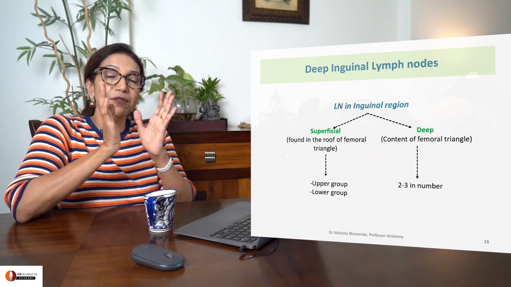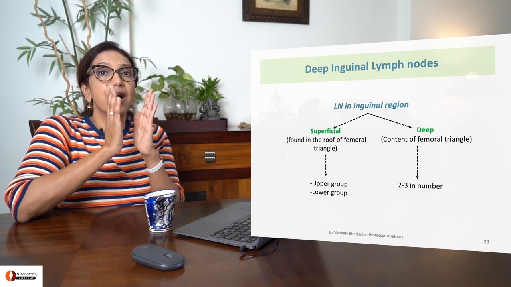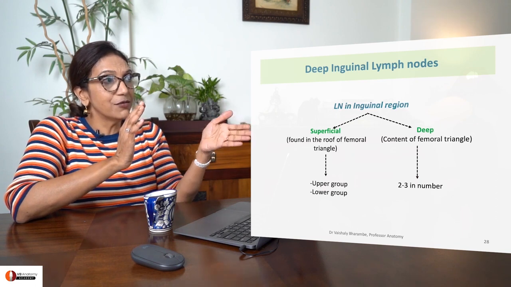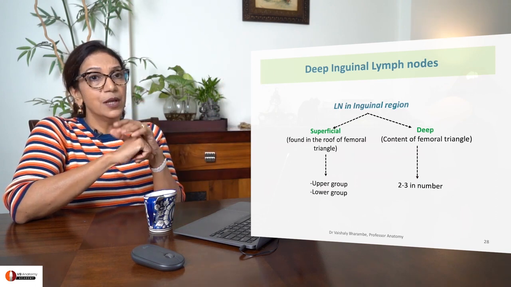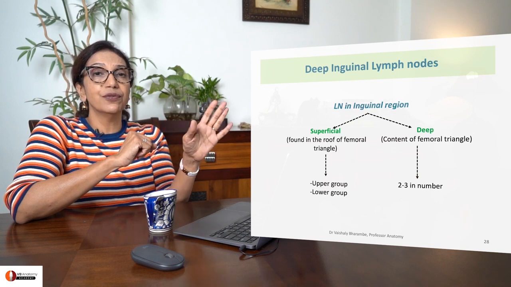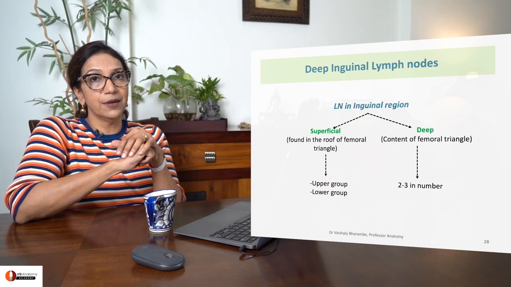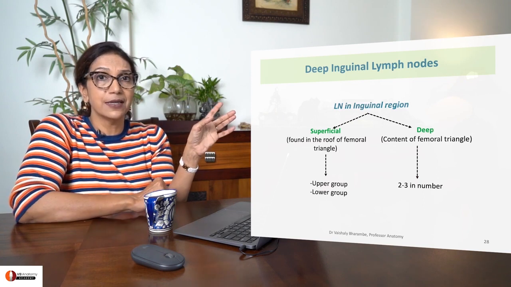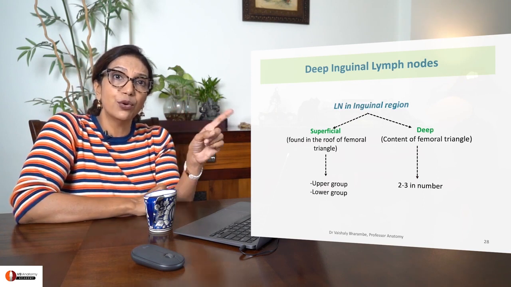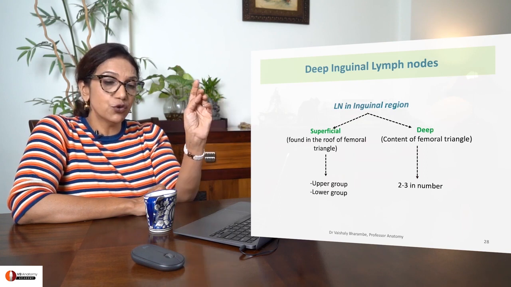The lymph nodes in the femoral triangle region are divided into superficial lymph nodes and deep lymph nodes. Superficial are seen in the roof. Deep are seen in the triangle as a content. So superficial are not contents. Superficial are only in the roof. The deep are in the triangle.